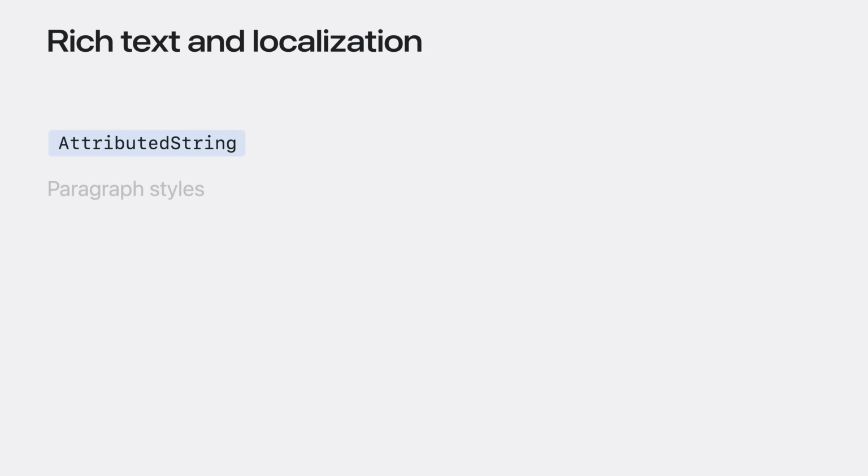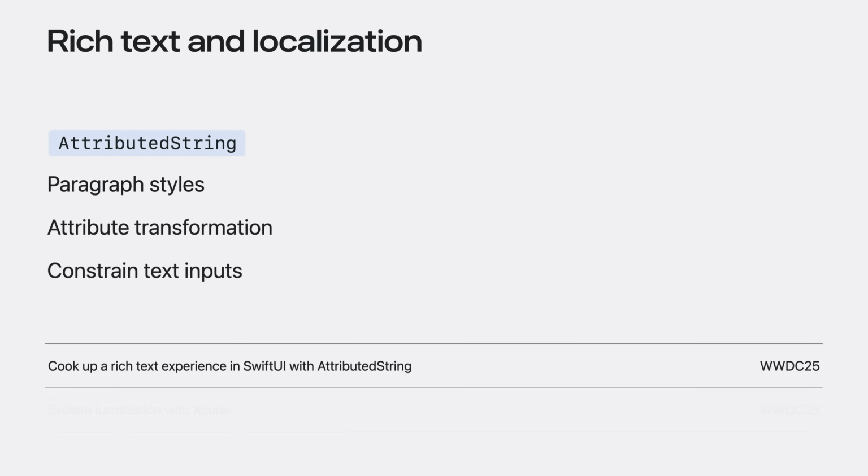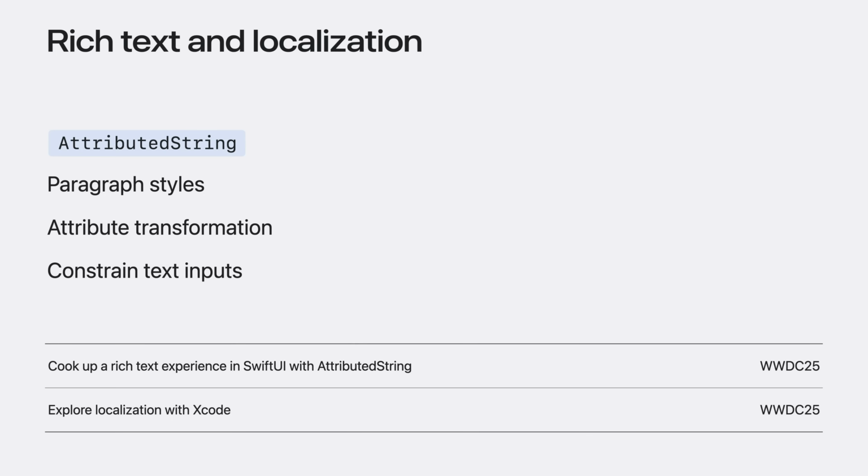There's a menu of options for rich text and localization this year. Check out Cook Up a Rich Text Experience in SwiftUI with Attributed String to explore more. You can customize paragraph styles, transform attributes, and even constrain attributes that people are allowed to use in your app. Enjoy dessert with Explore Localization with Xcode to dive into crafting great experiences for every language.